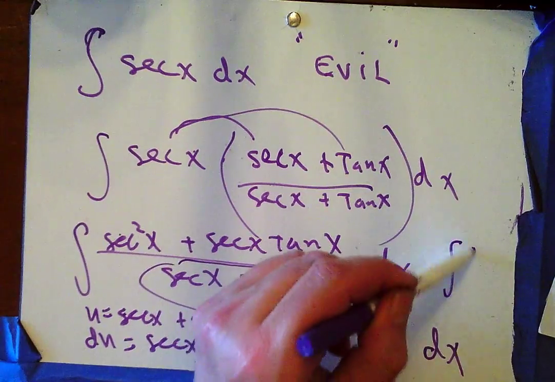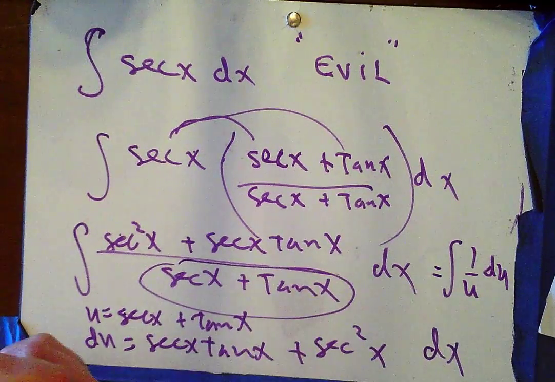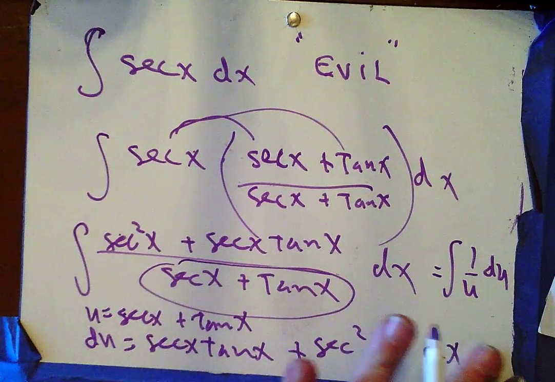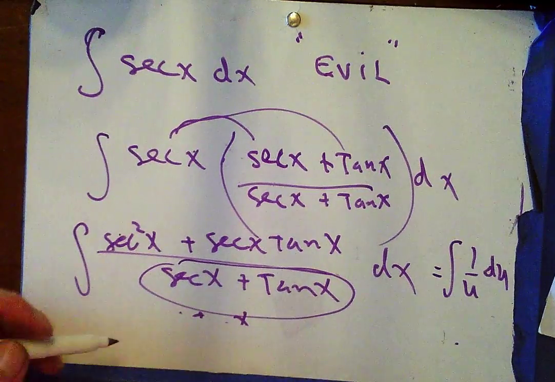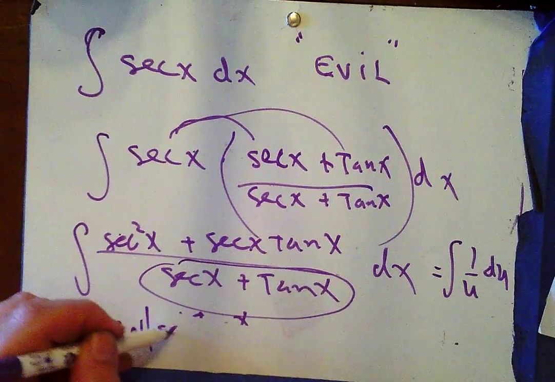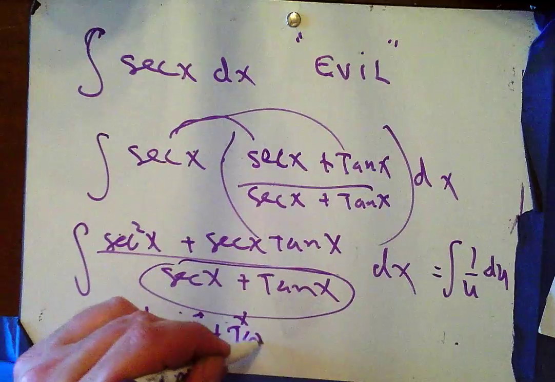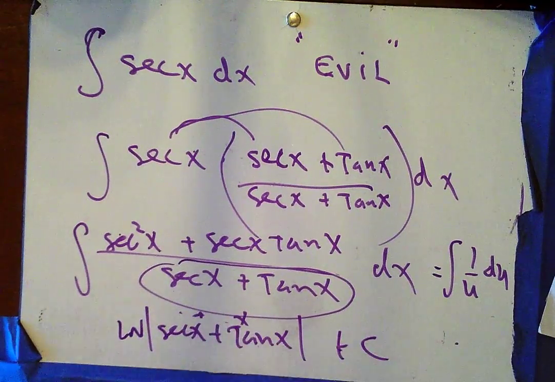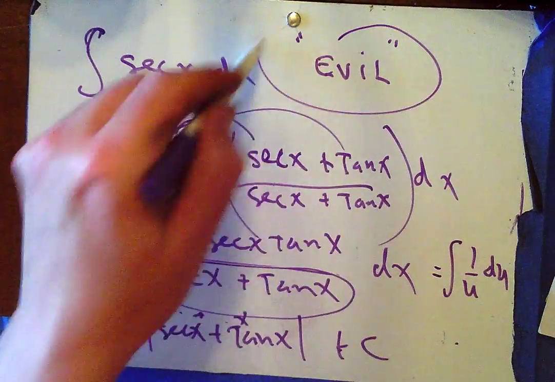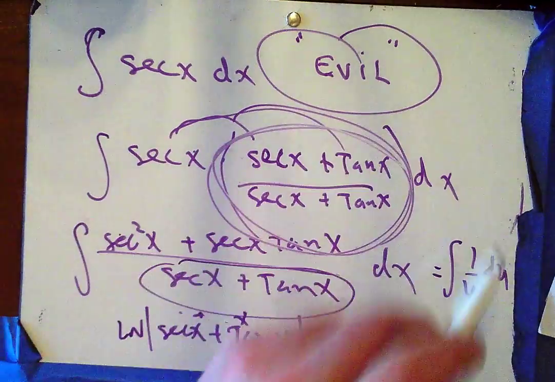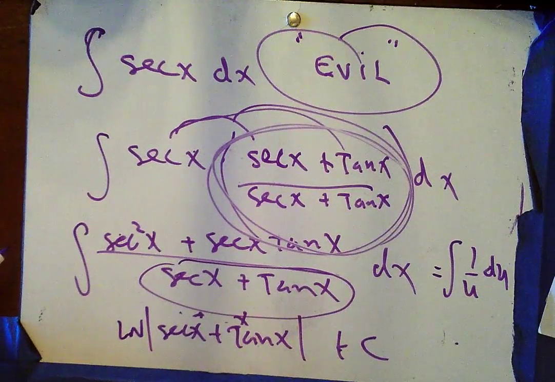So this is the integral of 1 over u du, which is ln of u. So I'm going to have ln of secant x plus tangent x plus c. Evil. Who thinks about that? Yeah, but that's the magic.